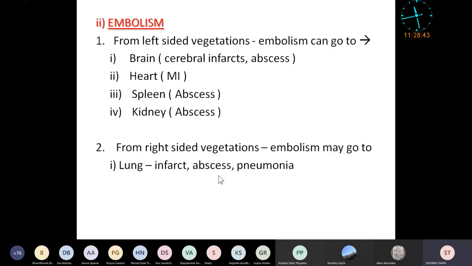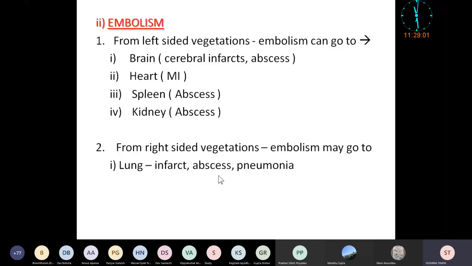Okay, if it is the brain, there will be a cerebral infarct or there will be an abscess. If it is the heart, there will be myocardial infarction. If the embolism is in the spleen, there will be abscess formation in the spleen along with the infarction. If it is involving the kidney, then there will be abscess formation in the kidney.